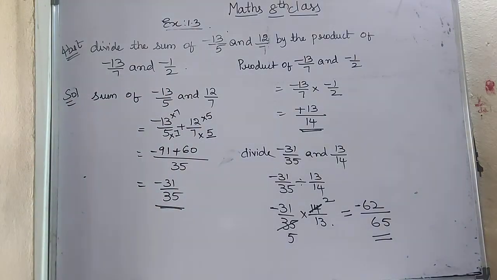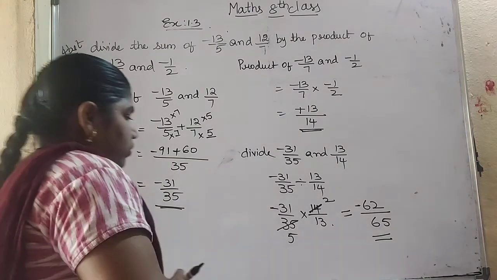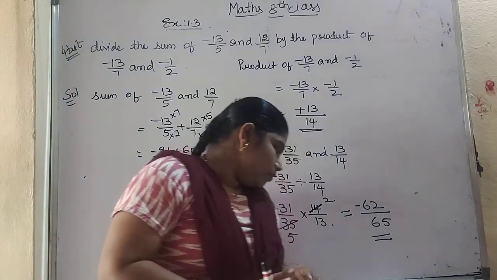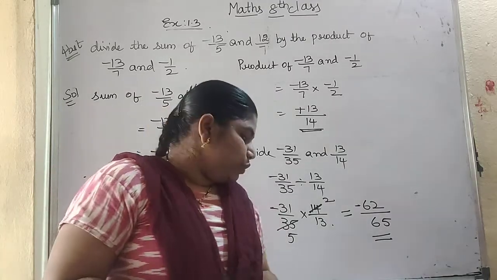So our answer is minus 62 by 65. The remaining problems we will continue in the next class.